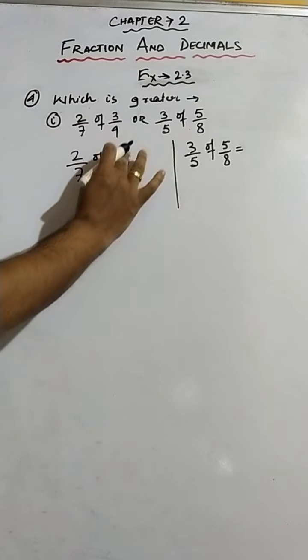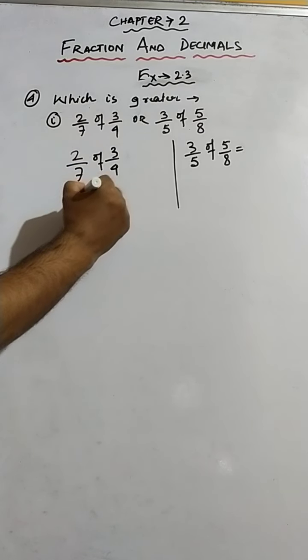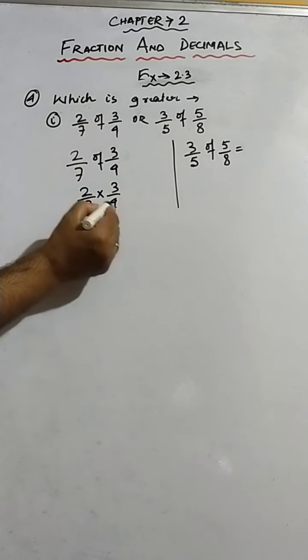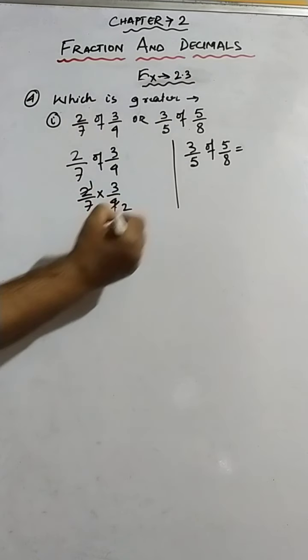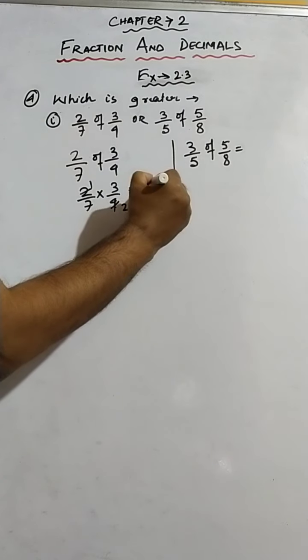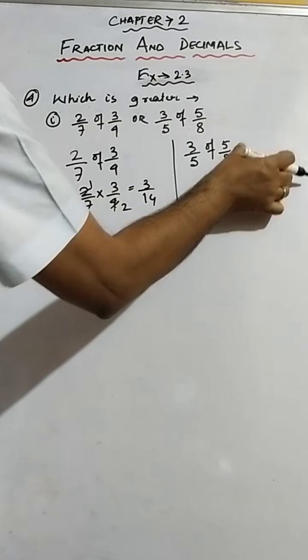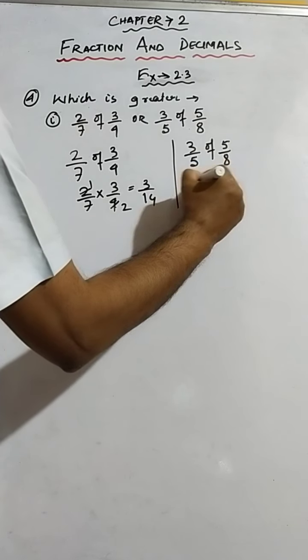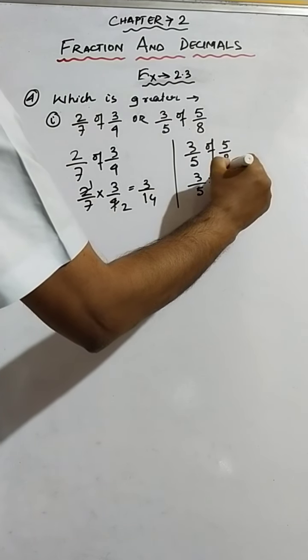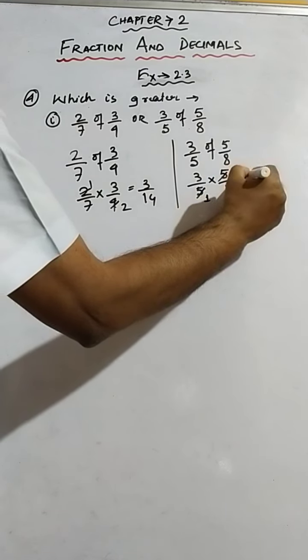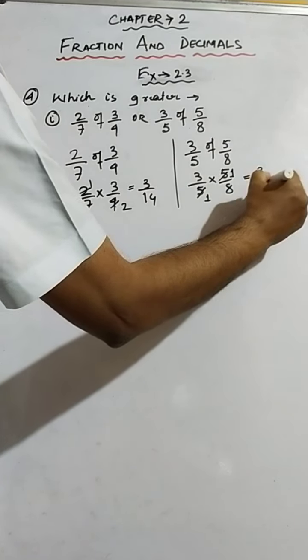Now what is the meaning of 'of'? It means multiplication: 2 by 7 into 3 by 4. So we can reduce these two numbers. 2 ones are 2, 2 twos are 4. So your answer is 3 upon 14. Similarly, we have to solve 3 by 5 into 5 by 8. 5 ones are 5, 5 ones are 5. So our answer is 3 upon 8.